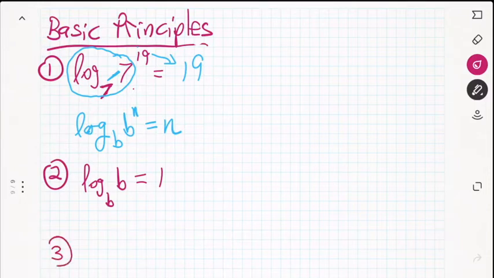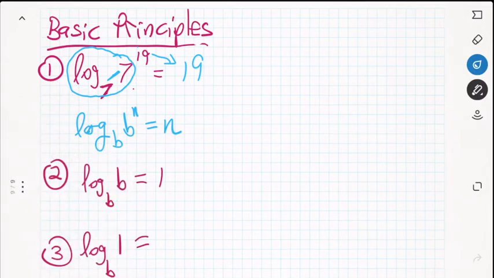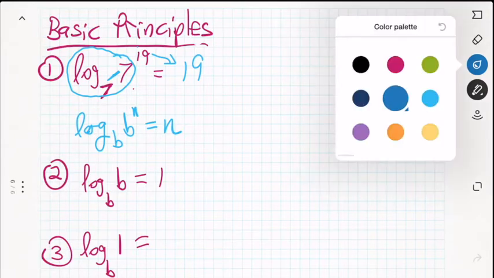The third one is a little bit more confusing for most people. What power do you raise b to get 1? And if you remember back with the laws of exponents, we had any number, let's call it a, raised to the 0 power is equal to 1. That was a law of exponents that we covered earlier. So here we're saying, what power do I raise b to get to 1? Well, the power has to be 0.